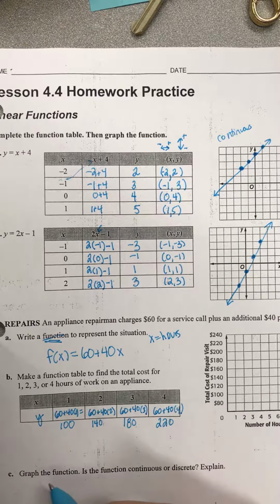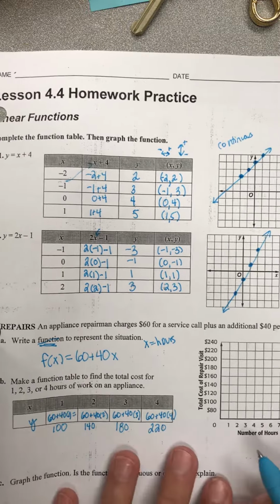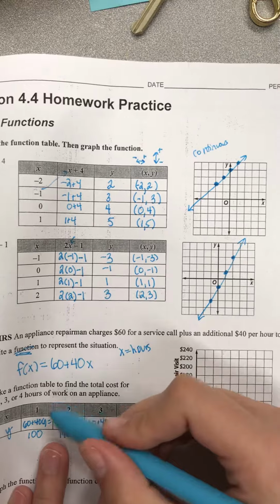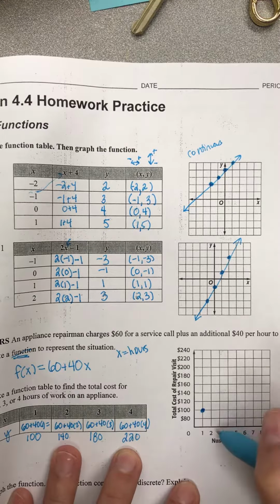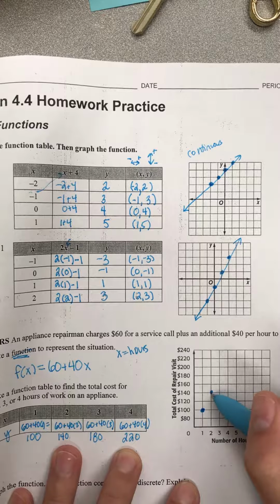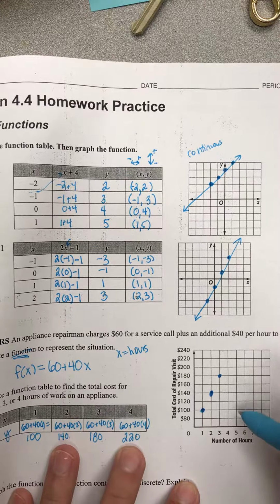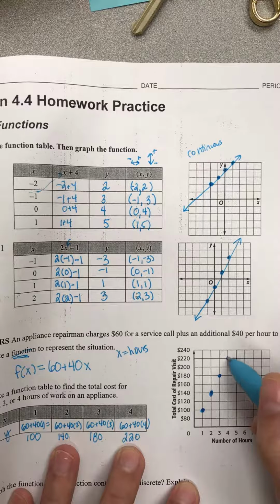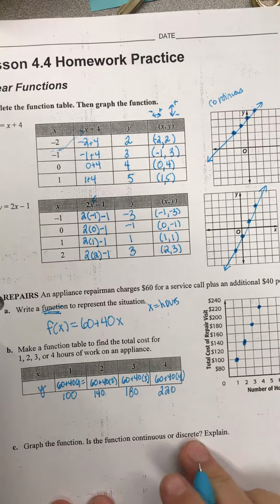Okay. Part C says to graph the function. Is the function continuous or discrete? Explain. So if I were to graph the points (1, 100), (2, 140), (3, 180), (4, 220). Now, is the function continuous or discrete?